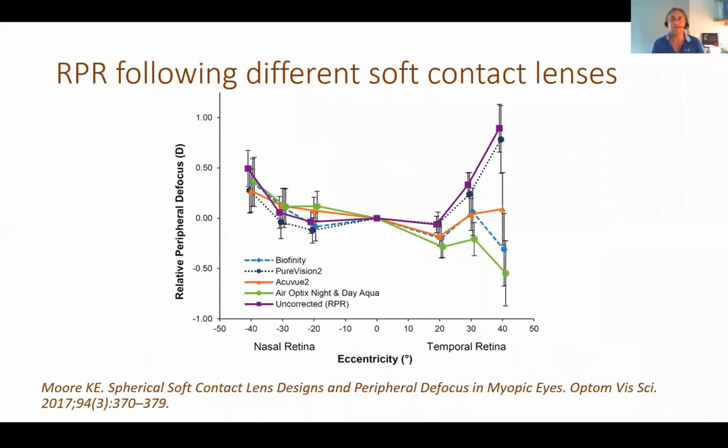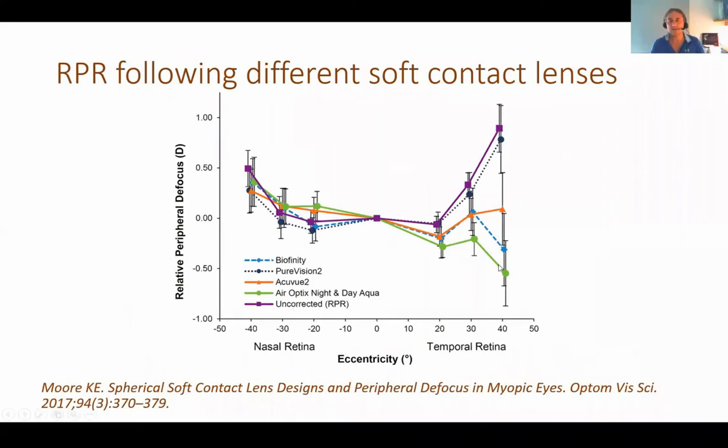So here we can see different contact lenses. For example, we have here in this line, without anything. Then we have Pure Vision. Then we have a QV. Then we have Biofinity, and finally we have Eye Optics Night and Day.